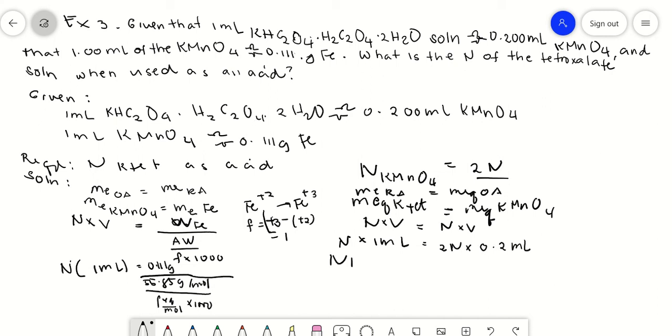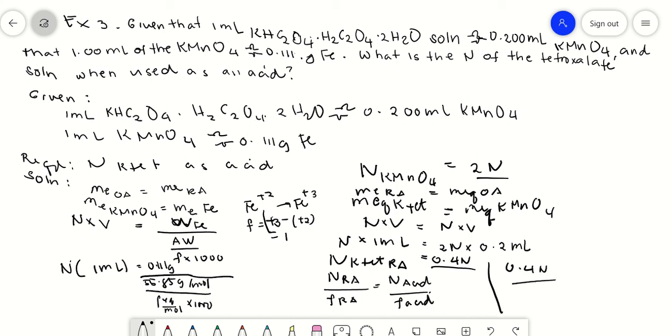The normality of potassium tetroxalate as reducing agent would be equal to 0.4 normal. But we are after the normality of potassium tetroxalate as an acid. So we make use again of the formula: normality as reducing agent over factor as reducing agent is equal to normality as an acid over factor as an acid. Substituting the values, you will have normality as reducing agent, 0.4 normal, and the factor as reducing agent of potassium tetroxalate.